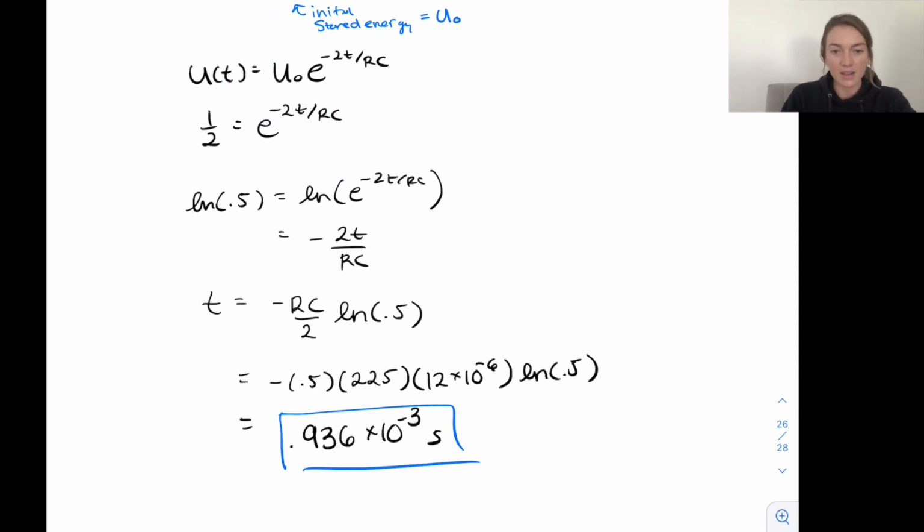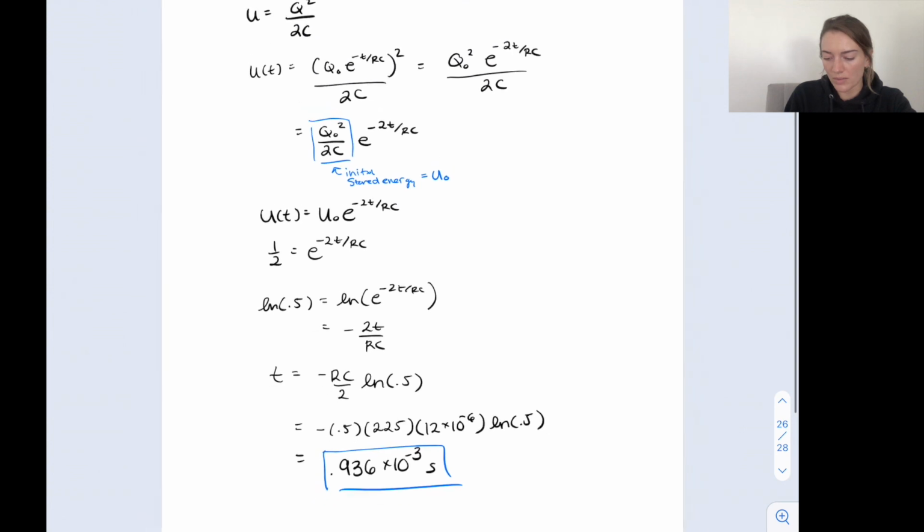Okay, so that was a little bit more challenging of a problem since you had to think back to the capacitors and use a little bit of freedom here to get that equation.